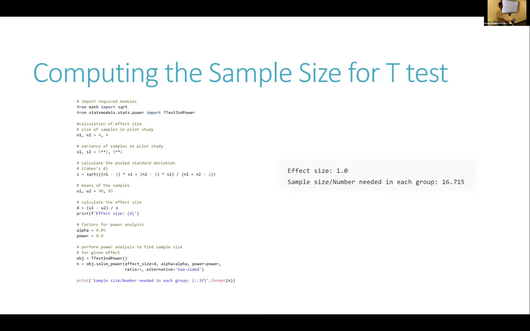This is just one quick example in Python using statsmodels. I don't know if people on Zoom can actually see me, so I can do this. Here we're calculating our effect size using Cohen's D. And then we have our alpha level, we have our power level. We can effectively calculate the sample size that we need using just this information. This is just in the case of a t-test. So fairly straightforward.